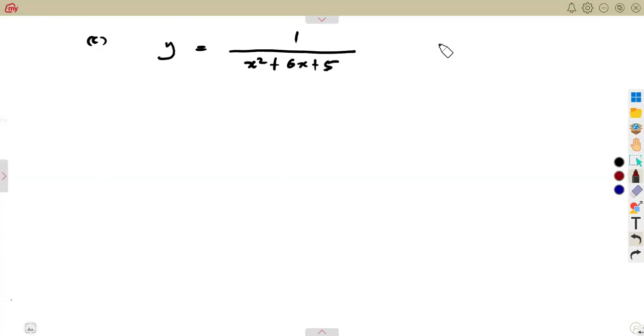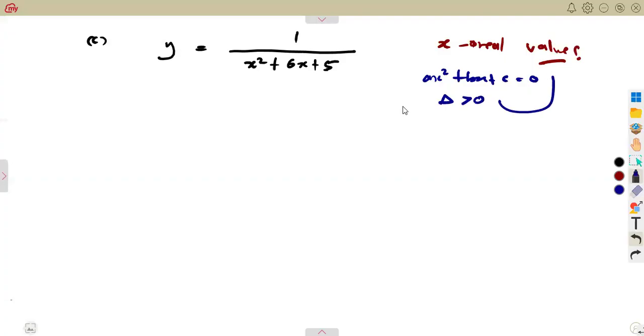But we need the condition where x is supposed to be real values of x. What is it that you consider real values? Remember the quadratic part, nature of roots. The discriminant is supposed to be greater than 0 for real values of x. If we have an equation in this format, ax squared plus bx plus c is equal to 0, remember your discriminant b squared minus 4ac is supposed to be greater than 0.